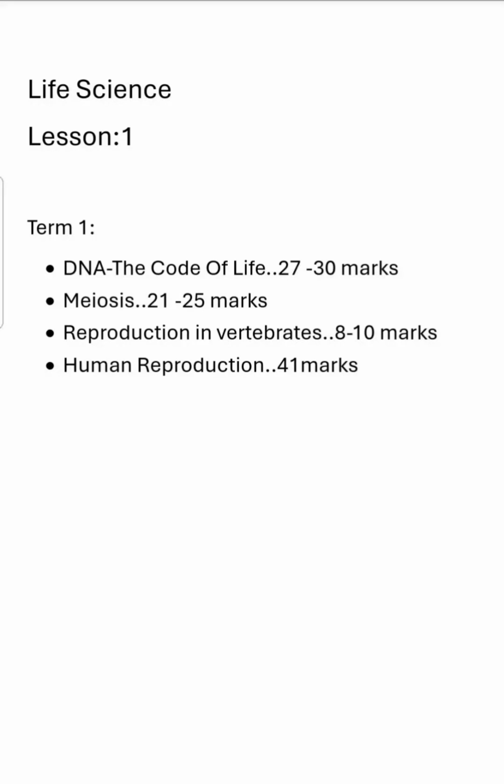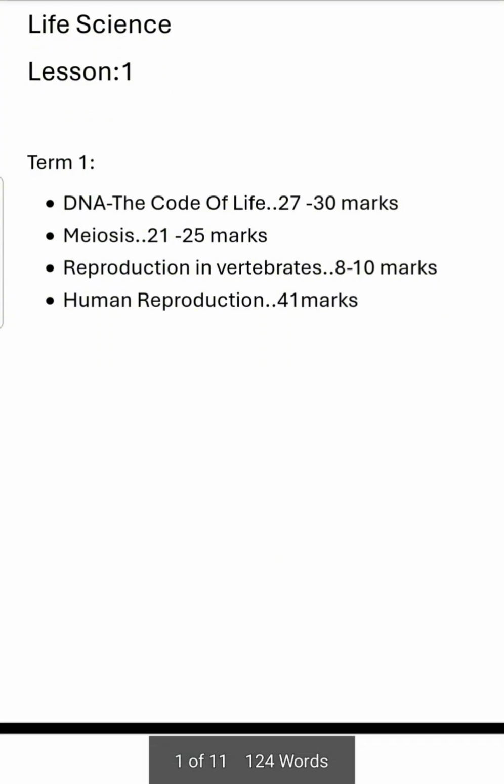So today we'll be doing Life Science Lesson 1. The topics for term 1 are DNA, the core of life, which will consist of 27 to 30 marks in your final exams. Then we'll be having meiosis, which will consist of 25 marks. Then reproduction in vertebrates, that consists of the least marks, which would be 8 to 10 marks. Then we'll have human reproduction, which consists of the most marks in your finals, which is 41 marks, right?